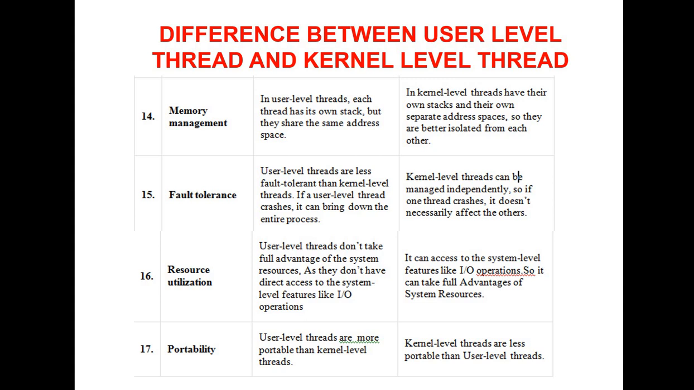Then the next parameter is portability. Here, user level threads are more portable than kernel level threads. Kernel level threads are less portable than user level threads. So these are the differences between user level threads and kernel level threads.